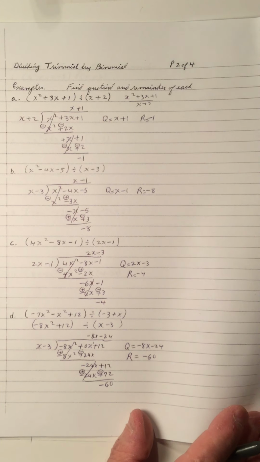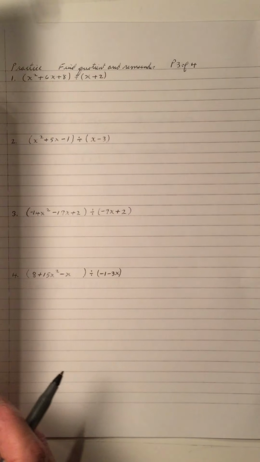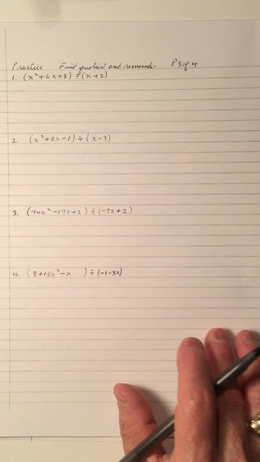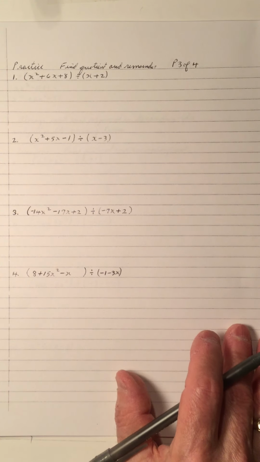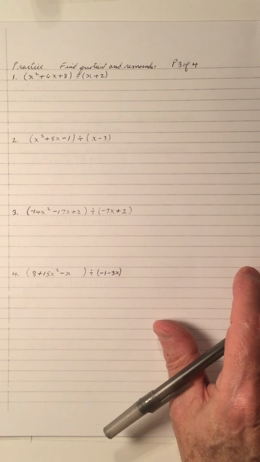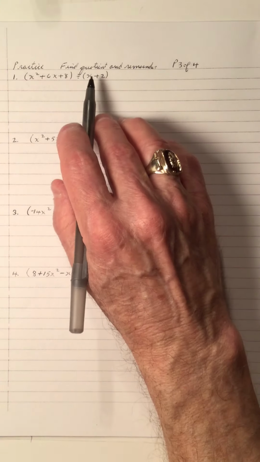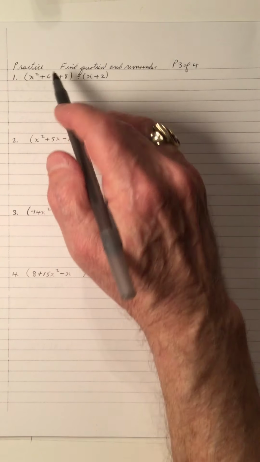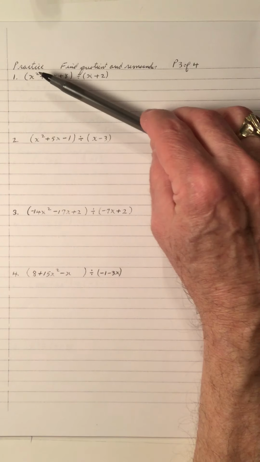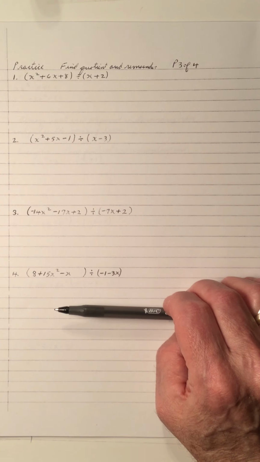Okay, that's some examples. Notice how I did them. Follow it very closely. Same as if you're dividing whole numbers, like dividing 11 into 456. You're doing the same strategy. You're dividing, multiplying back, and subtracting, etc. Find the quotient and the remainder of each. So this is a practice now. Practice means pause your video and work them out to see if you're going to work them out right.